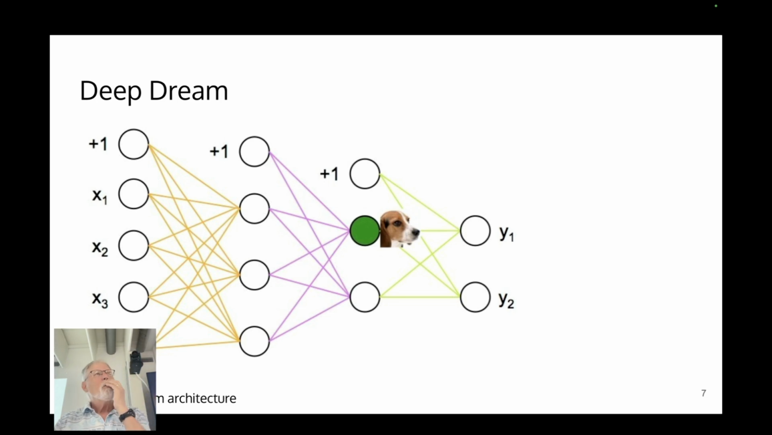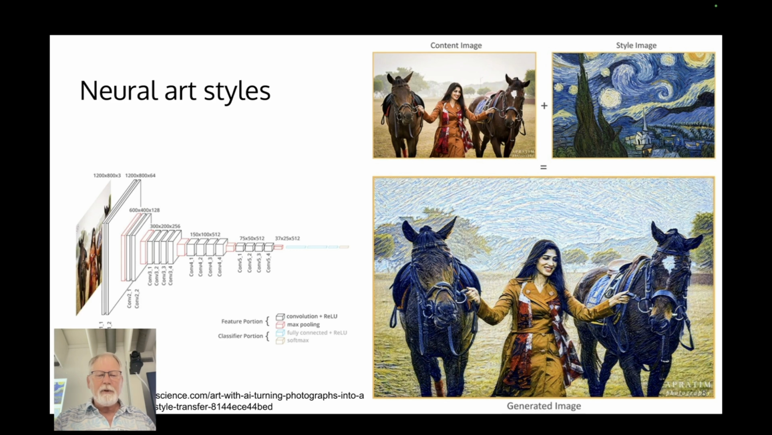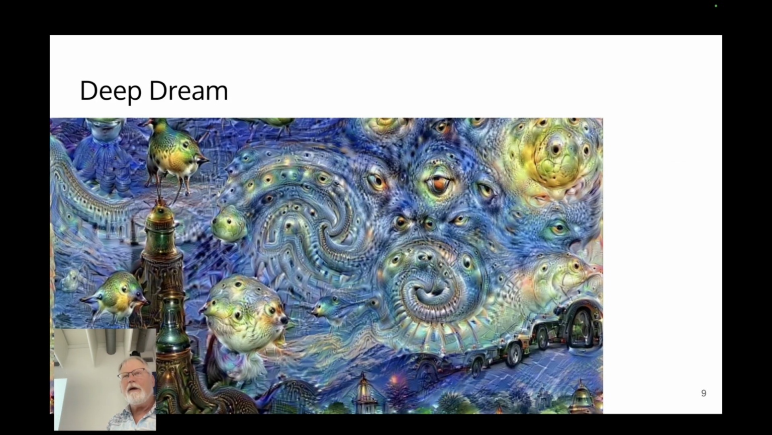Now, one of the key insights that happened was that at Google, there were a bunch of guys working on this, and they thought, what would happen? Oh, yeah, I'm slightly out of order. What would happen if we looked at one of the intermediate layers? And that's where you get the Deep Dream idea.